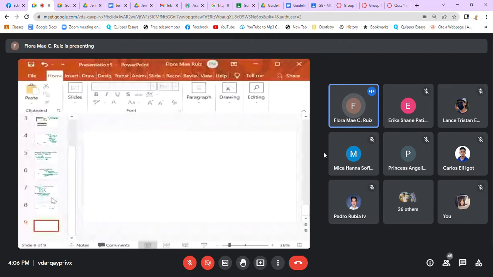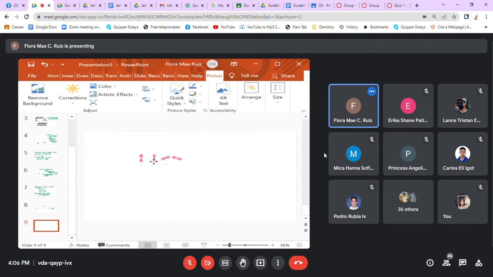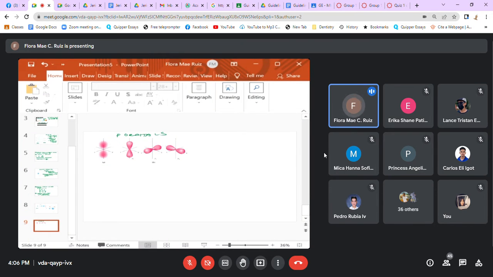So what does your p orbital look like? Your p orbital actually looks like this. The value of L for p orbitals is n minus 1, so 2 minus 1, which is 1. You see 2 lobes with a node between them. It looks like a balloon with a rubber band placed in the middle. Okay, so that is your p orbital.